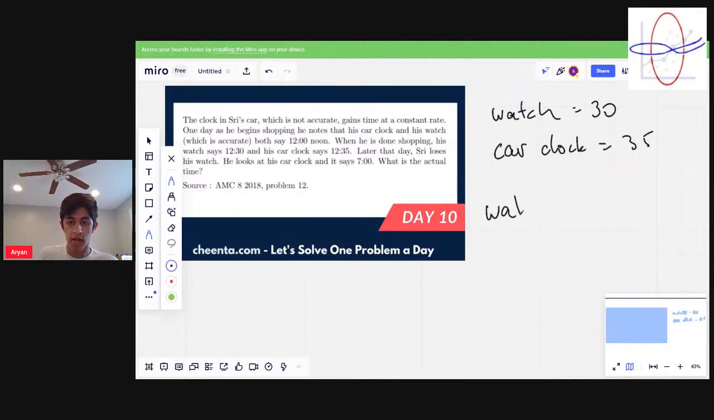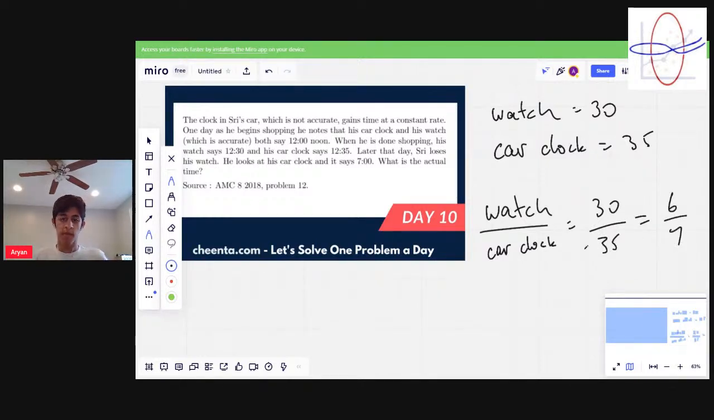That means if we were to do watch divided by car clock, that would just be 30 over 35, which we could simplify to 6 over 7. So this basically means for every 6 minutes on the watch, 7 minutes pass on the car clock. So now at the end of the question, it tells us that the car clock says 7 o'clock. So now from 12 o'clock noon to 7 o'clock, that's 7 hours that have passed, right?